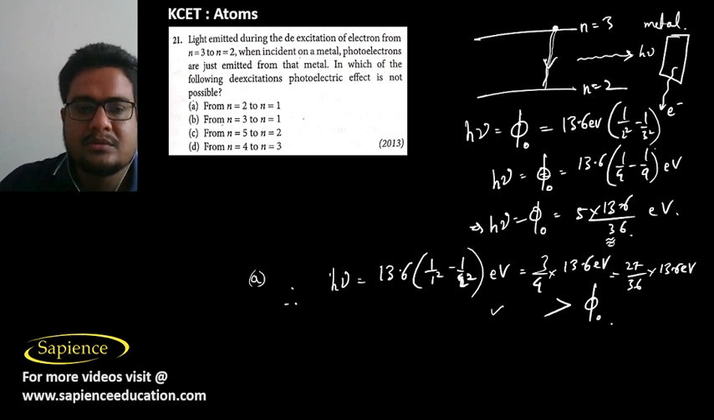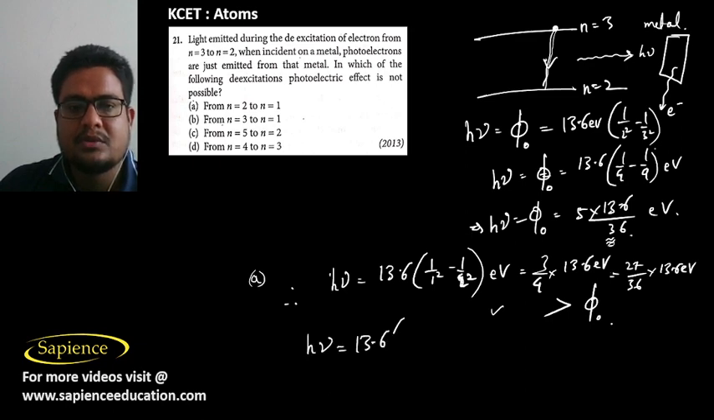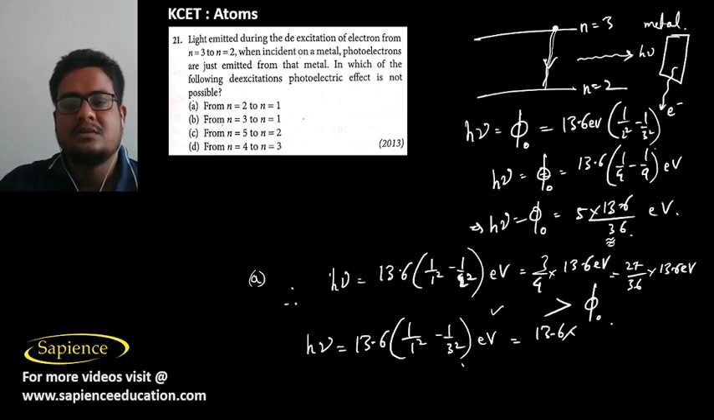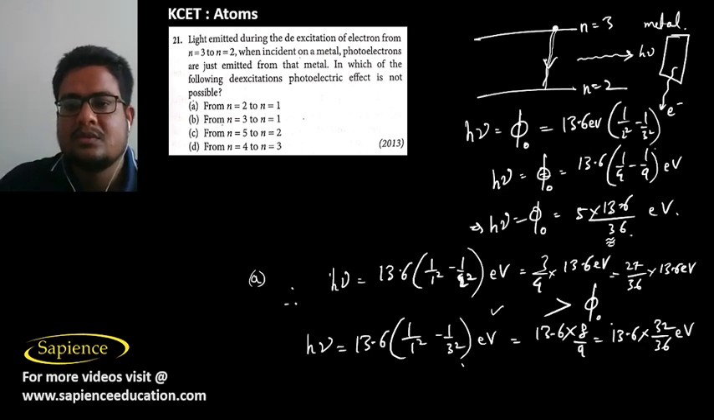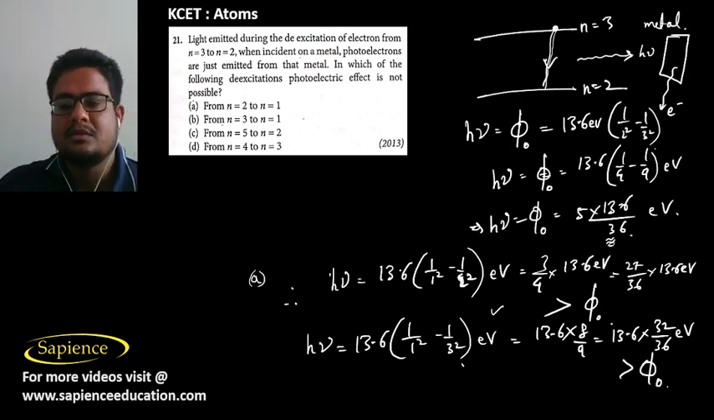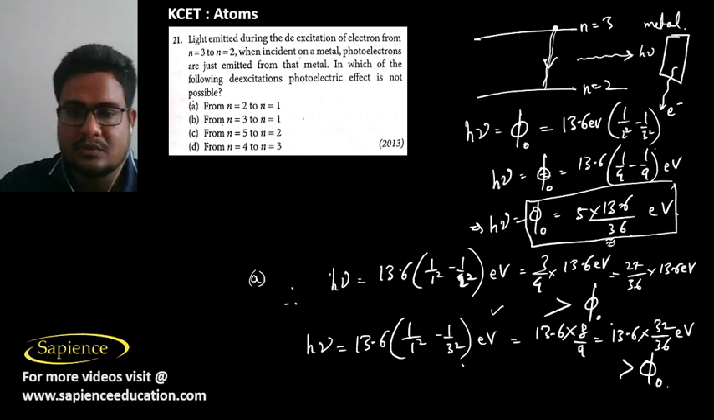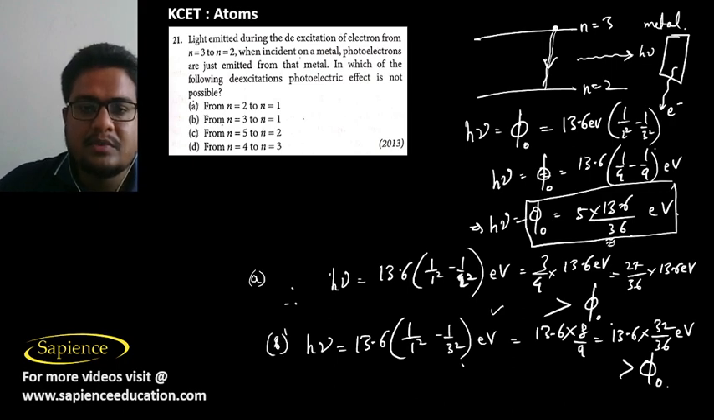Option B: here the energy of the photon is 13.6 into (1 by 1 square minus 1 by 3 square), since it is going from n equal to 3 to n equal to 1. That is equal to 13.6 into 8 by 9, which is 13.6 into 32 by 36 electron volt. This is obviously more than the work function, which is 5 by 36 into 13.6, and so in case B also the photoelectric effect will happen.